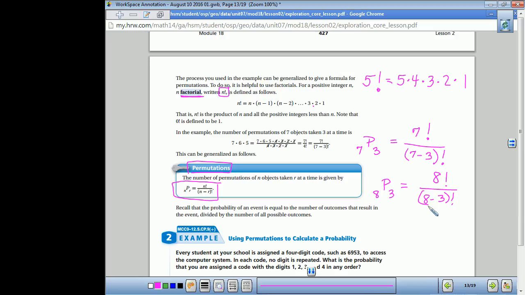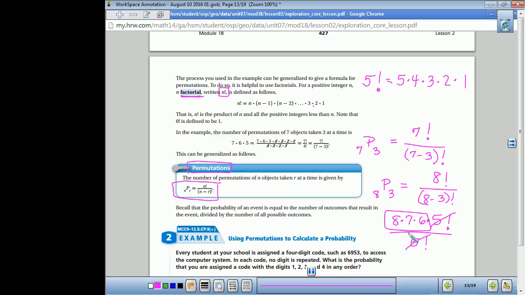Okay, how do you do a problem like this by hand? Well, 8 factorial is 8 times 7 times 6 times, I'm going to stop with 5 factorial. Who can tell me why I stopped with 5 factorial? Because it's 8 minus 3. Yep, the denominator is 5 factorial. So if I stop right there, cancel, cancel, that's all I have to do.